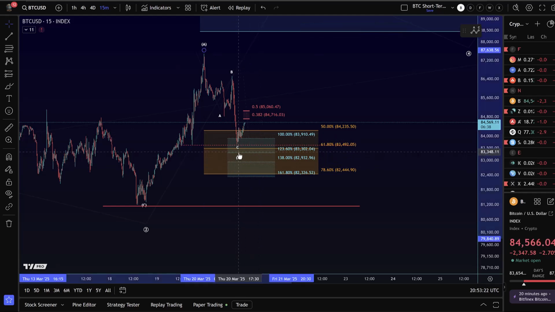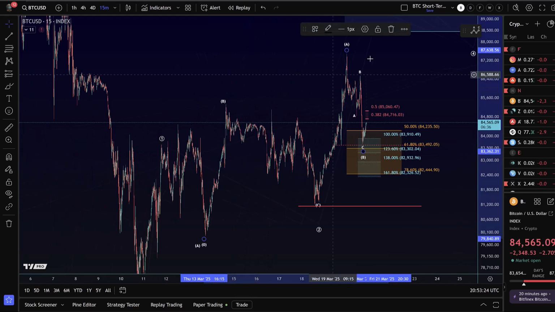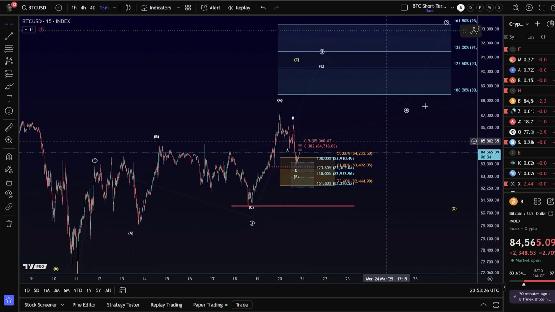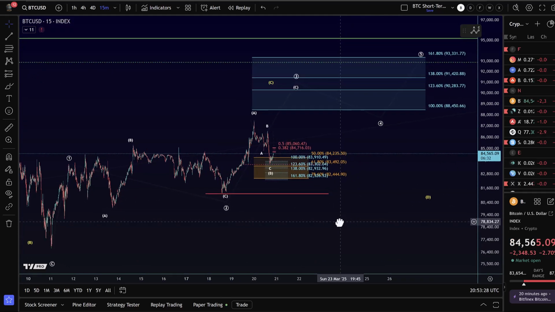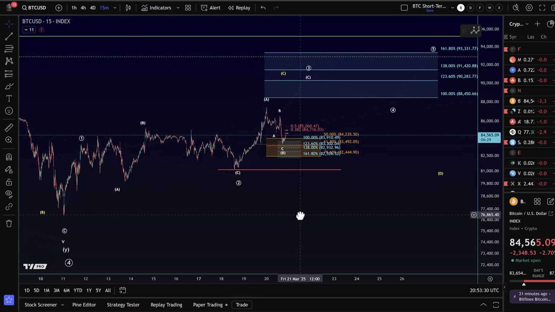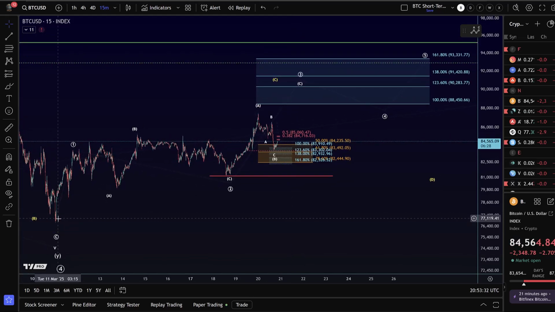Before we dive into the microstructures any further, let's just zoom out a little bit, talk about what's going on here, because the idea is that this here would be a larger degree wave 4 that bottomed there around the 11th of March. And we're now watching if the market can form a solid 5-wave move to the upside.